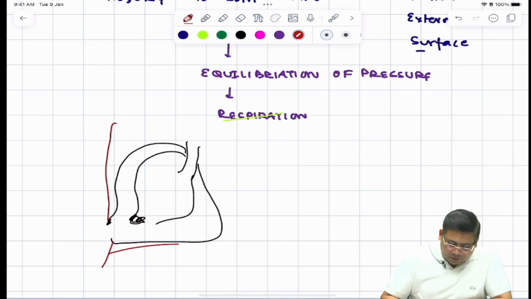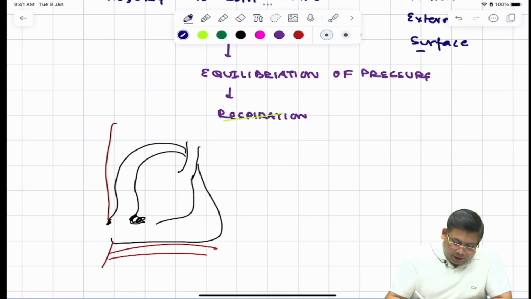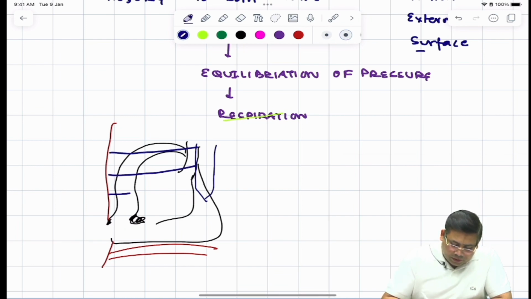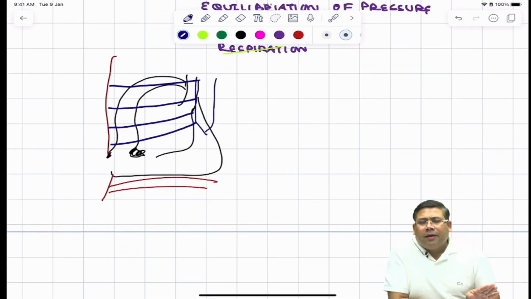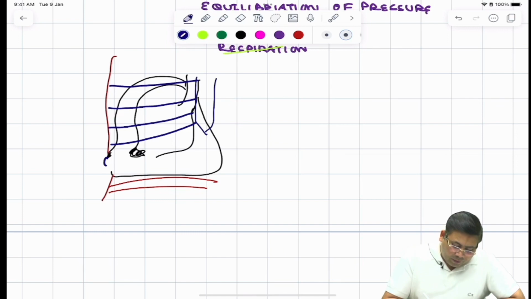So let me draw that also. So this is the diaphragm. To make it more understandable, let me make it more relatable. So I hope now you can understand this. These are the ribs. So now you can understand that both the pleurae have been damaged in connection with the external surface. Now what is the problem?